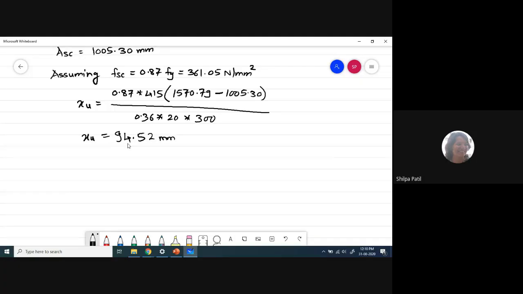Okay. Compare this value with XU max. What is the XU max value which we have already calculated? It is 0.48 D. So what was the value? 163.20. Okay. So XU is coming less than XU max. It means the section is under reinforced. Correct.